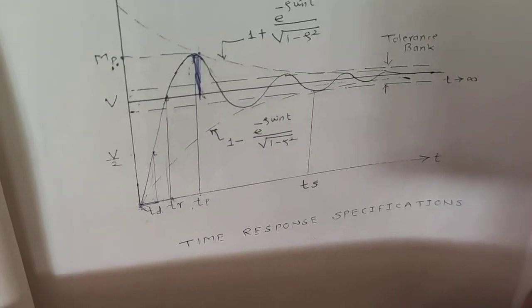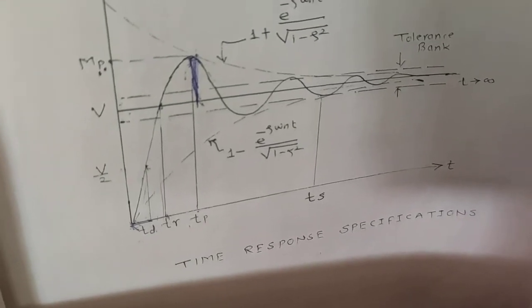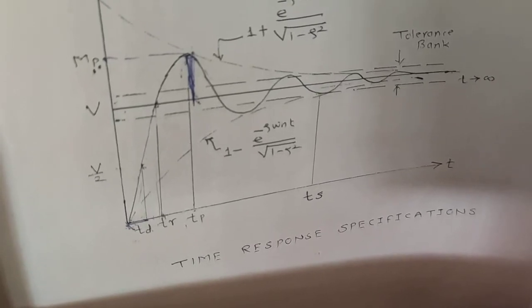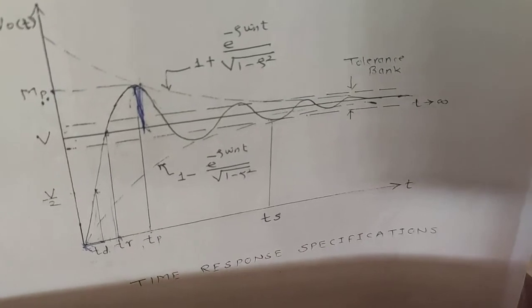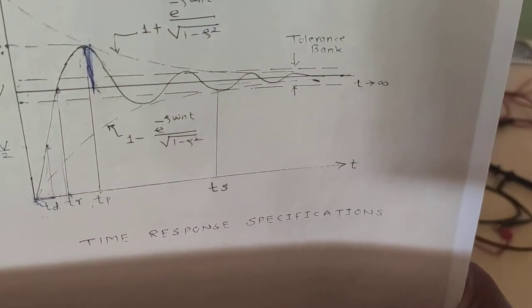Okay, and then there is a peak time. Peak time is denoted by Tp. This is the time required for the response to reach the first peak of the overshoot. Okay, and then there comes the settling time. We can see here Ts is the settling time.